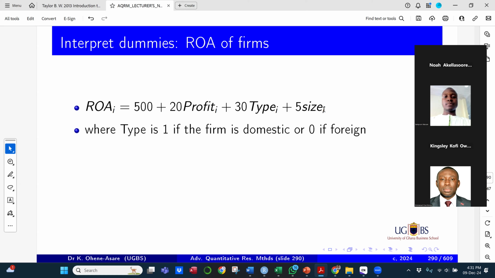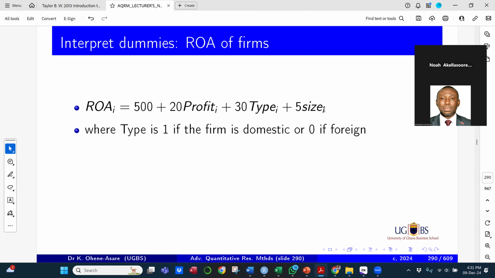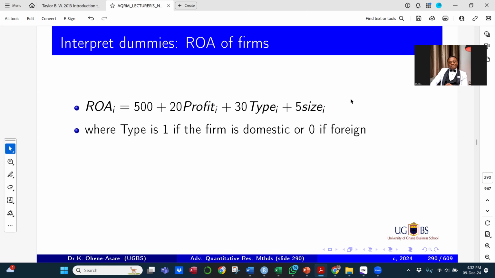You always have to say, given the other ones, how much will ROA, that's the left-hand side, change when the right-hand side changes. When you are saying given, the given should not include the very one you are about to interpret. So if you're about to interpret profit, you should not say given profit, type, and size, because profit is what you're about to interpret. You're not going to make it fixed or given. So you say that on average, that's how you always start.